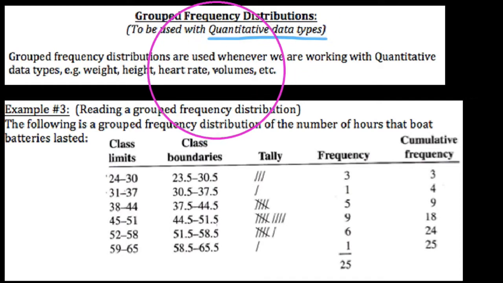And another way to look at a grouped frequency distribution is that maybe your data spans so much in terms of range, like temperature or something like that, that you have to split it up into categories, okay?